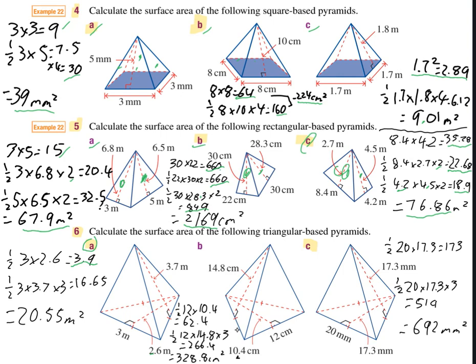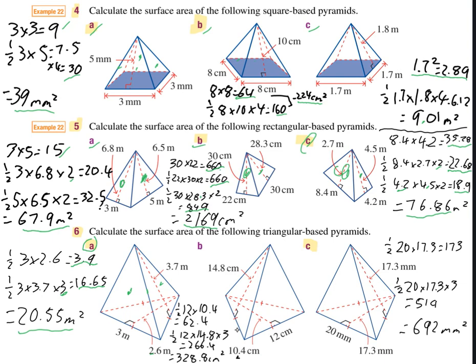So it's going to be a base of 3. So over here there's a base of 3, there's a height of 3.7, half of 3 times 3.7 times 3, because there's 3 of them. One here, one there, and one on the far side, which would be opposite this line here. And that gives you 16.65. Add those two together, you get your answer of 20.55 meters squared.